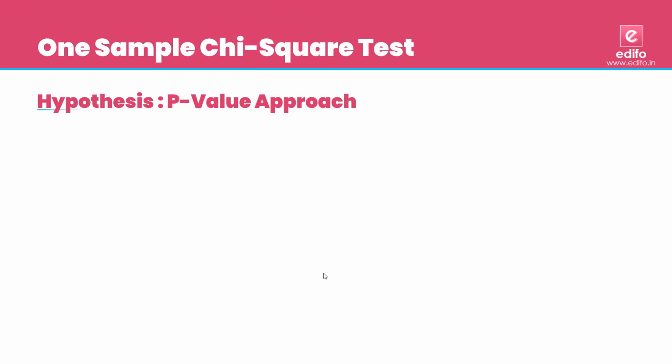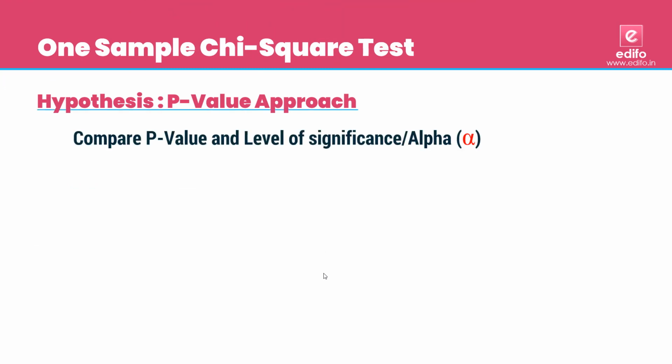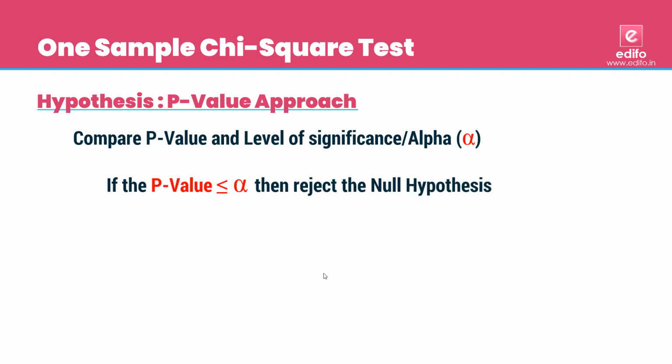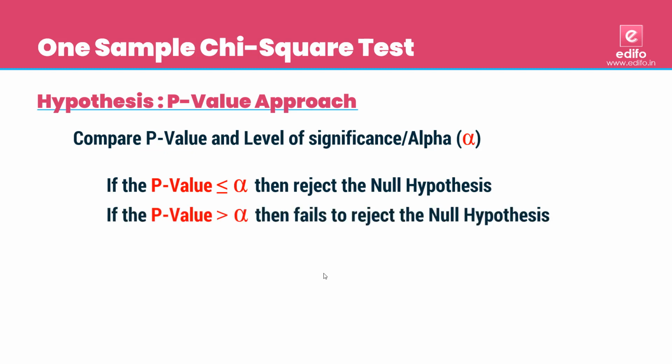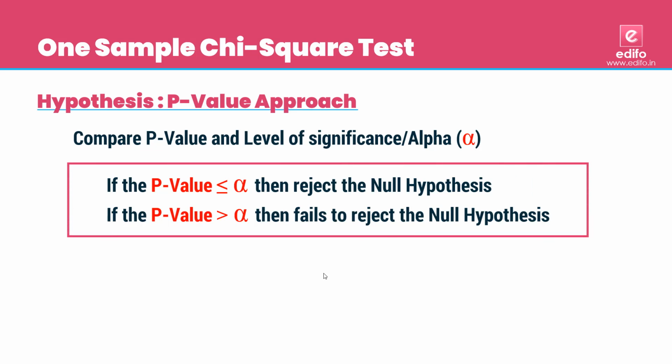Hypothesis testing using the p-value approach. In the p-value approach, we are comparing the p-value and the level of significance, that is alpha. If the p-value is less than or equal to alpha, then reject the null hypothesis. If the p-value is greater than alpha, then fail to reject the null hypothesis. So this is the golden principle of the p-value approach.